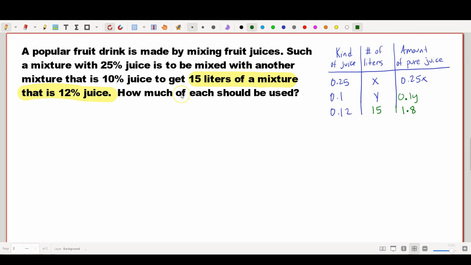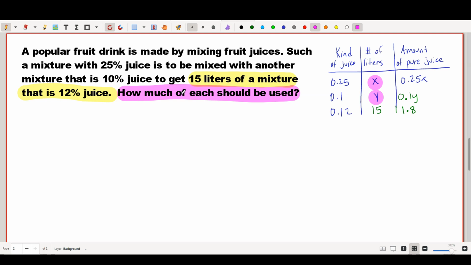Now, the last sentence here says, how much of each should be used? How much of each of this first mixture and second mixture should we combine to make this last product right here, which is going to be 15 liters, and it's going to have 1.8 liters of pure juice, which is a 12% ratio there. So we're trying to find x and y here.